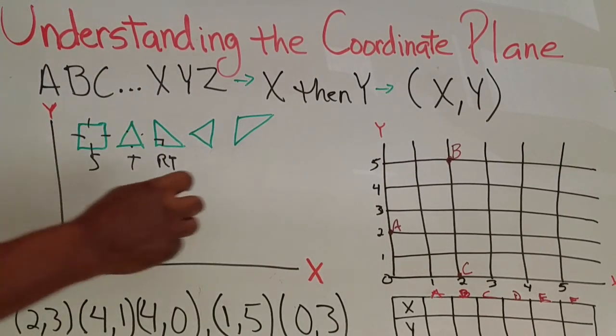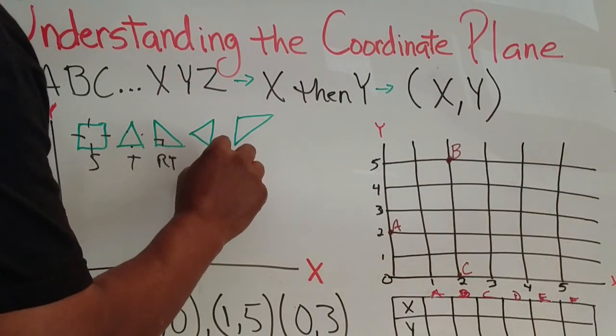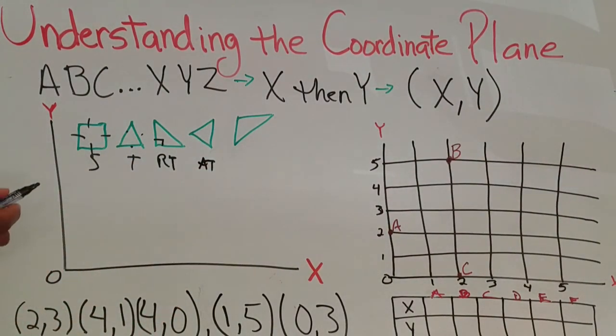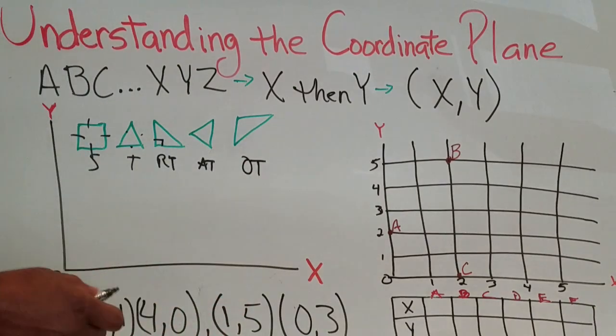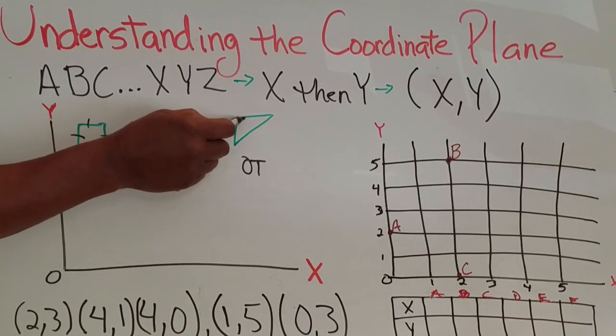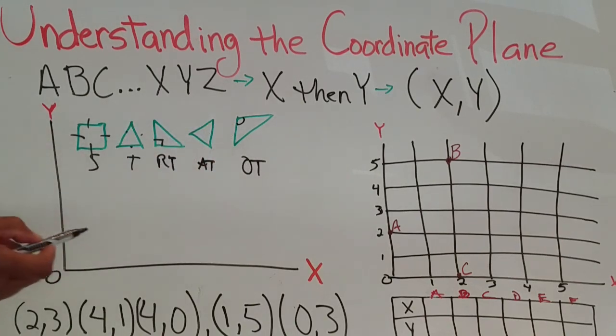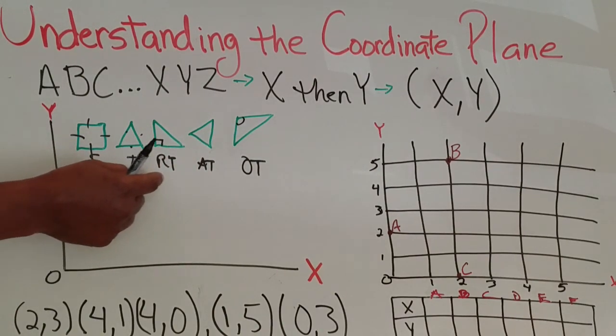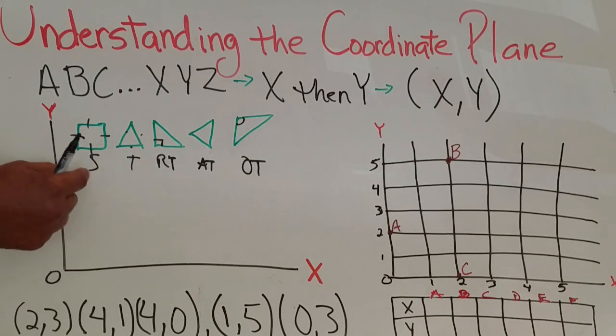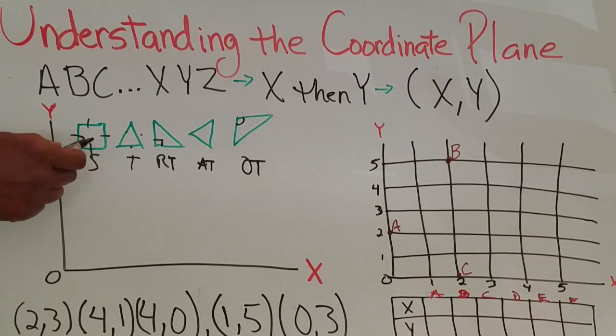So it's called a right triangle since it has three sides. This right here is an acute triangle. It's an acute triangle because none of the angles are greater than 90 degrees. And then the last one right here is an obtuse triangle because at least one of the angles, which is right here, is greater than 90 degrees. We won't so much concentrate on these two today, but the right triangle and the square. These will be the two we'll work on today.